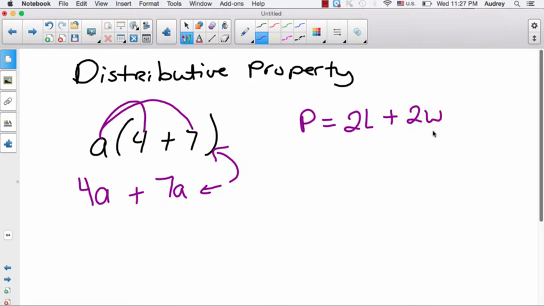Now, in this case, let me ask you this question. What does this term, the 2 times the length, and that term have in common? Let me use a different color. Ah, yes, the number 2. Good. So that means I can take this 2 and that 2 and pull it out. I'm literally going to be undistributing. I'm taking that 2 away.